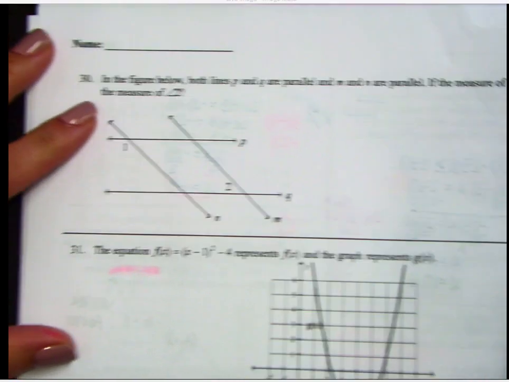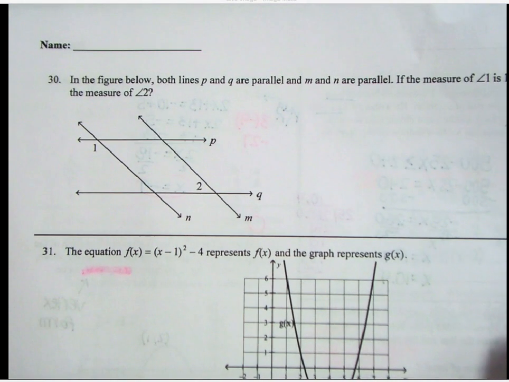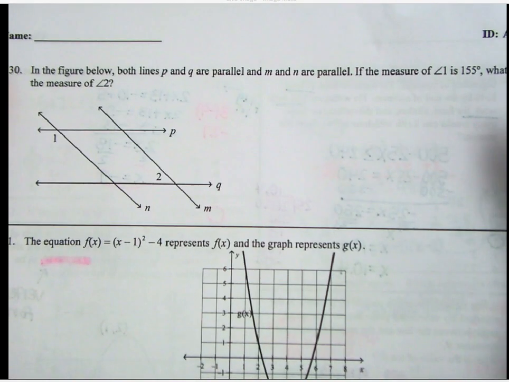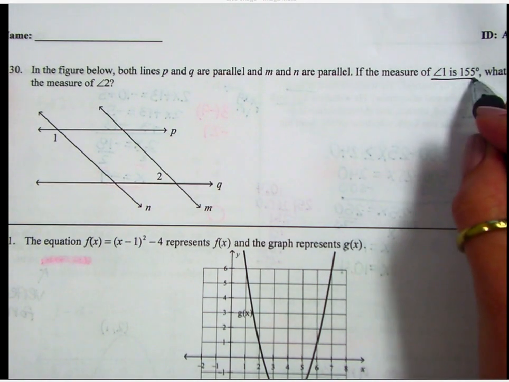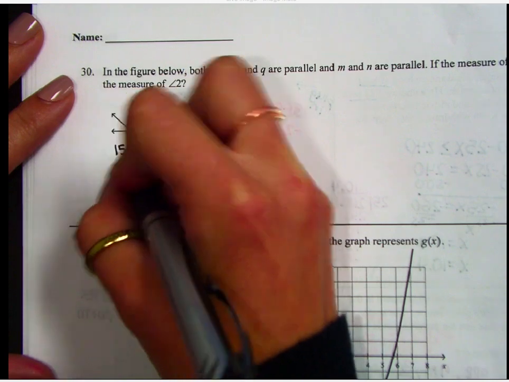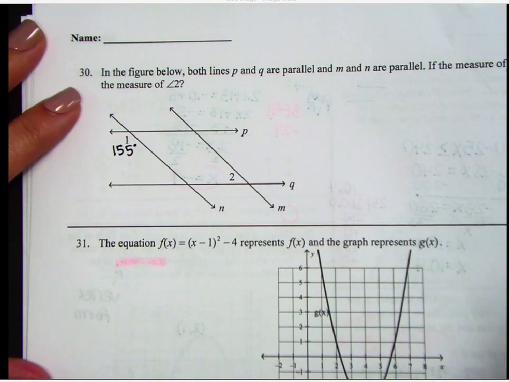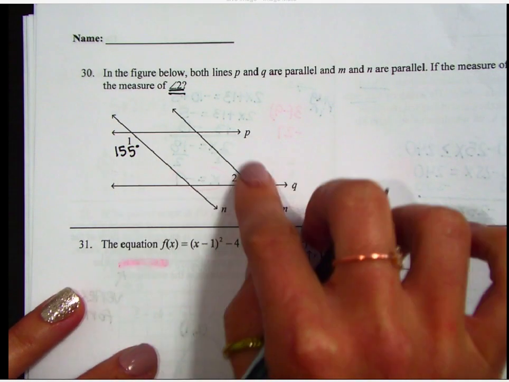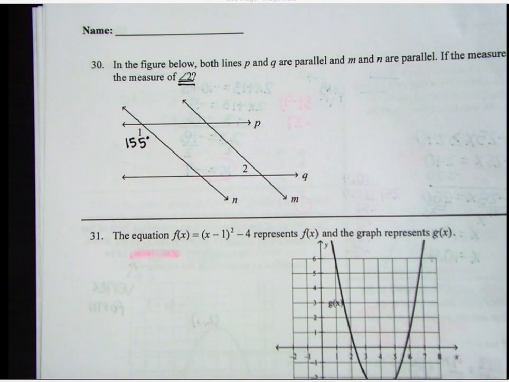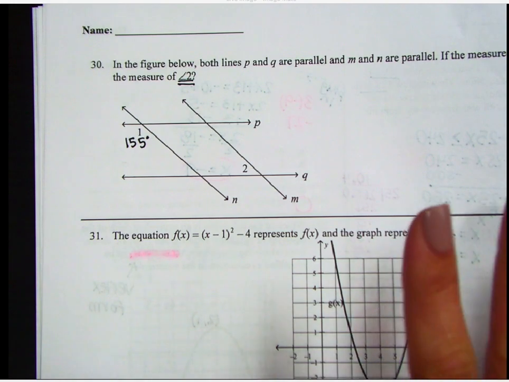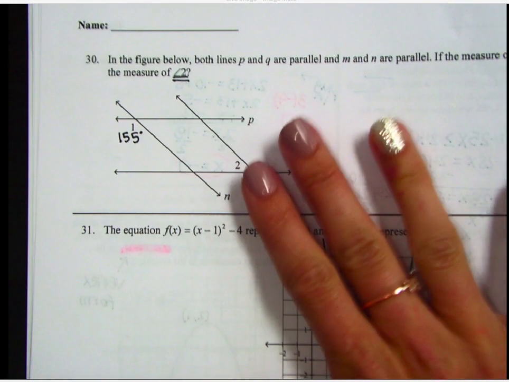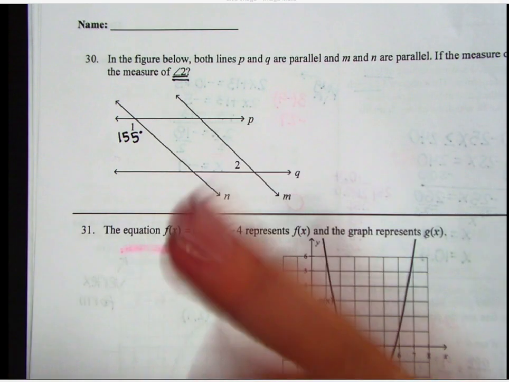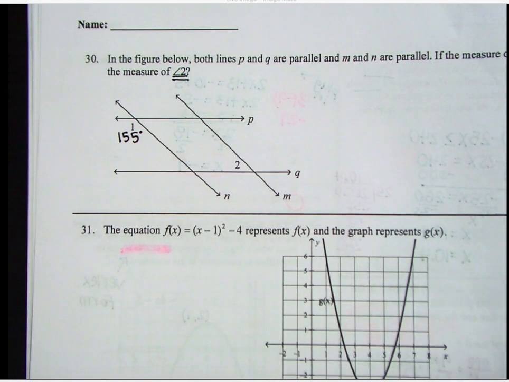Okay, number 30. In the figure below, both lines P and Q are parallel and M and N are parallel. If the measure of angle 1 is 155 degrees, I'm going to go ahead and write that in. What is the measure of angle 2? So given this, I need to find this angle measure over here. So just before we start, understand there's so many different ways you can do this, applying our different rules, but just this way I think might be the easiest.